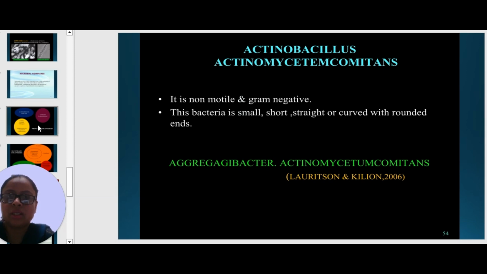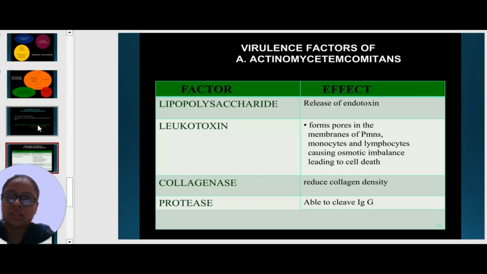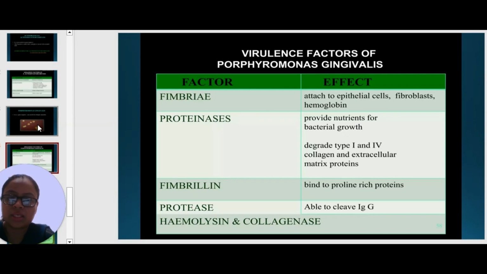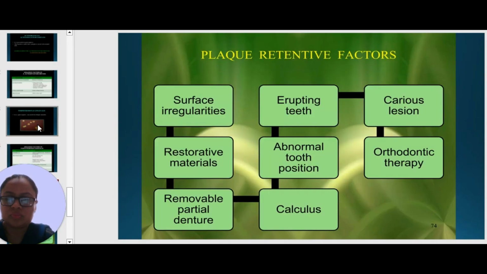So there are some bacteria that can invade into the connective tissue, and these bacteria have different virulence factors, that is, factors causing disease in the patient. By a number of virulence factors they affect the connective tissue and convert gingivitis to periodontitis. These are the most common bacteria, P. gingivalis and AAC, that cause periodontitis in the patient.